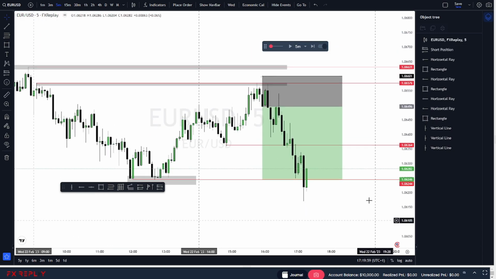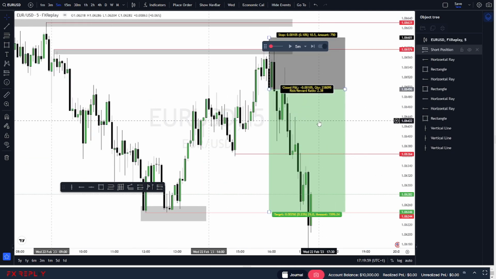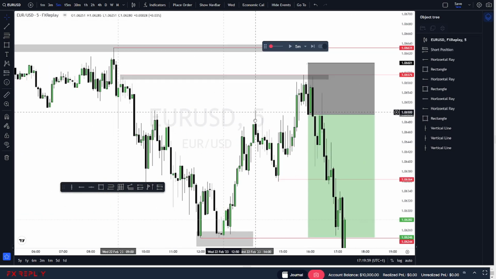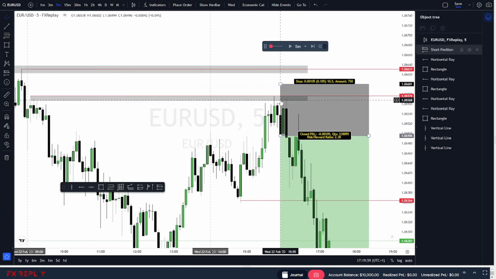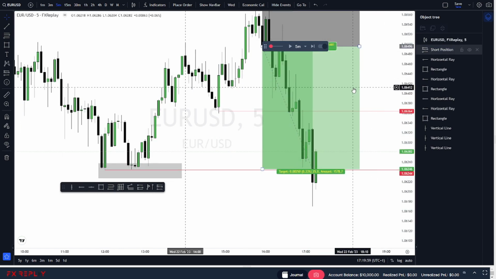Took liquidity. This could have made you thousands of euros with the right amount of, with the right account. And it's not that hard. You recognize the London high, it swept the London high, made the break of structure, you went in, made the stop loss above this. And it worked out, bro. It's really not that hard.